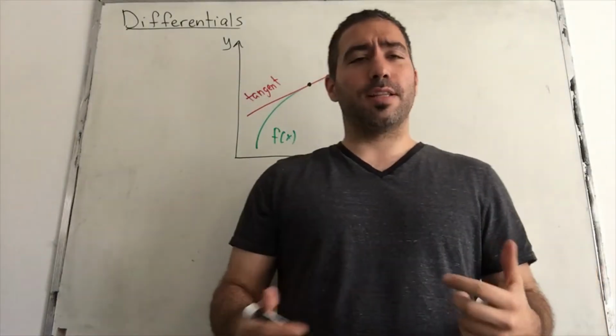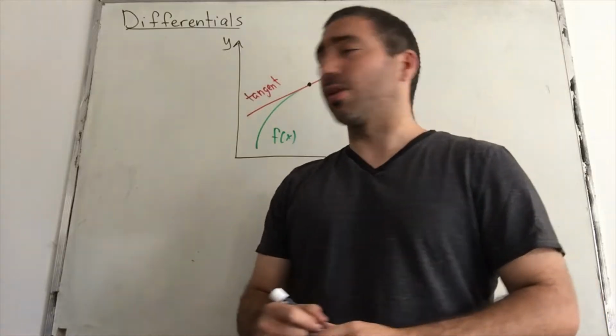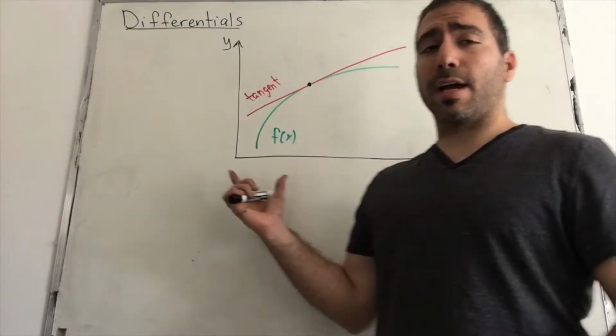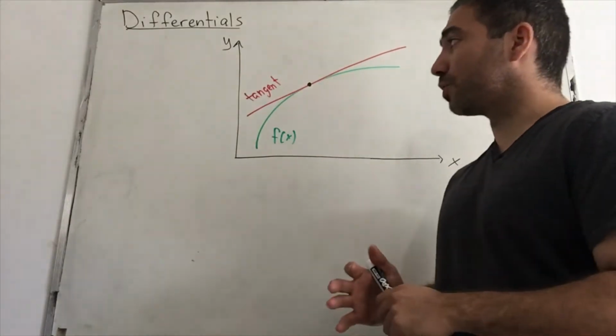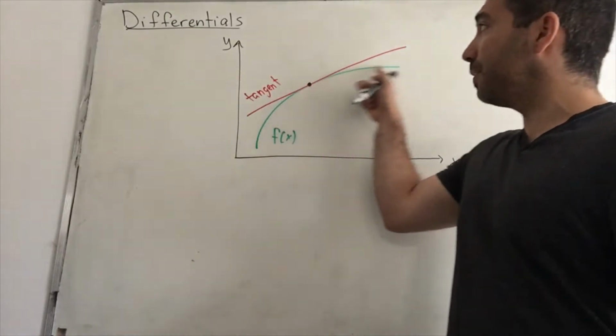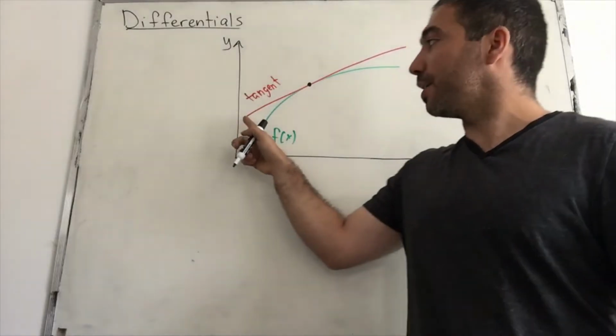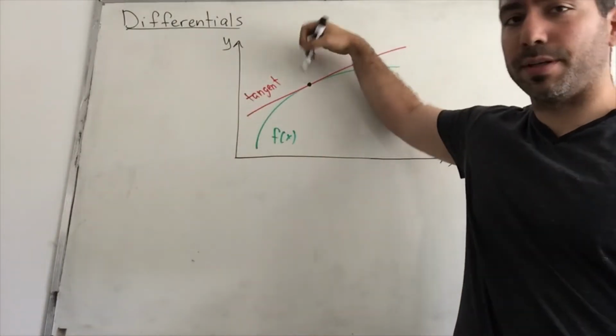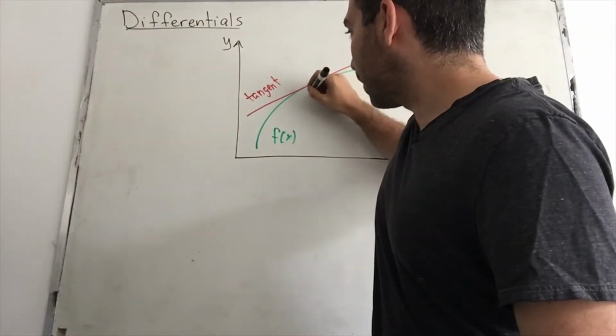So differentials and linear approximation go hand in hand. They're very similar concepts. So let's take a look at the geometric interpretation of what's going on here. So we have originally the function f of x in green, and then we have the equation of a tangent line in red over here passing through this point here. So this point, let's call it x.